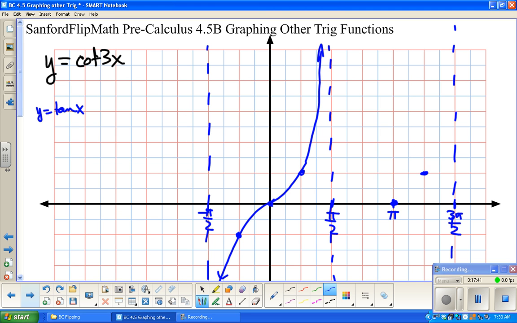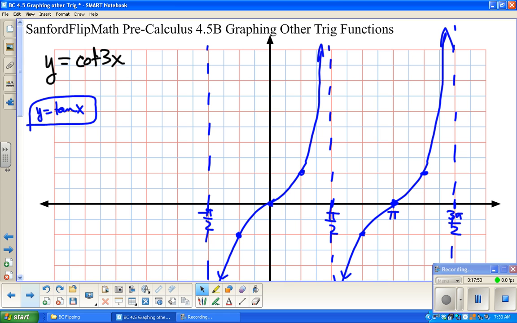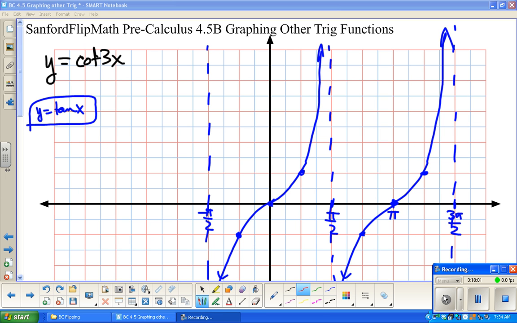This is the parent function. I'll fix it in two shakes. All right, that's tangent. Clean tangent, nothing else going on. You are not going to like this because it's going to have asymptotes everywhere. So we're going to now look at reciprocals. Remember that cotangent is the reciprocal of tangent, so I'm going to do some flippage here.